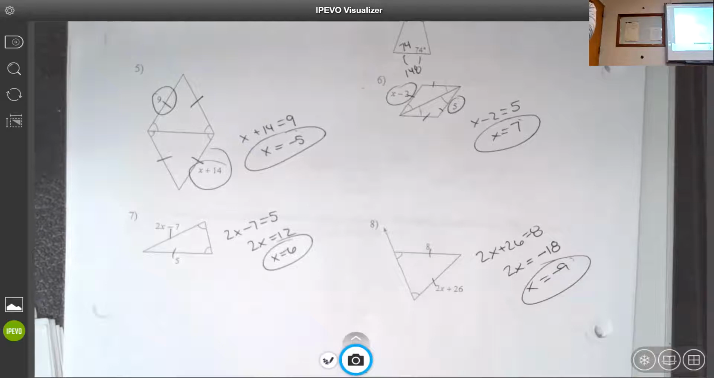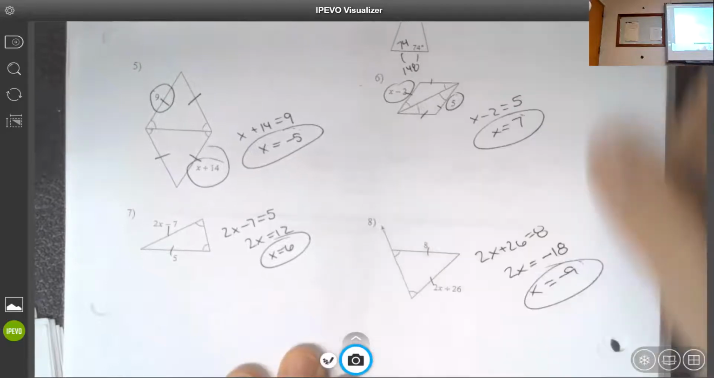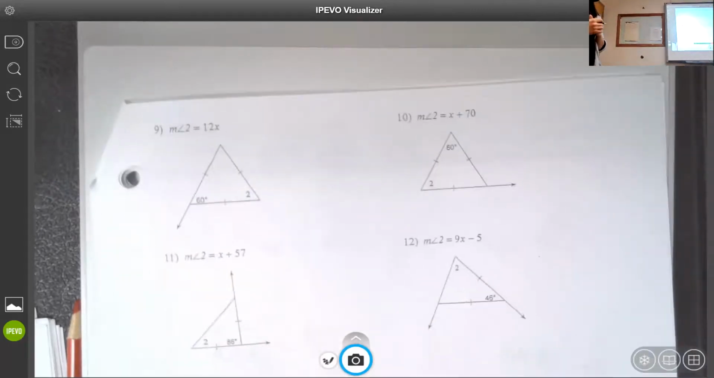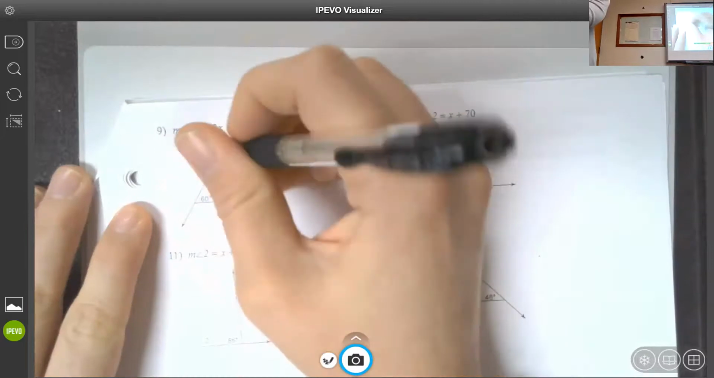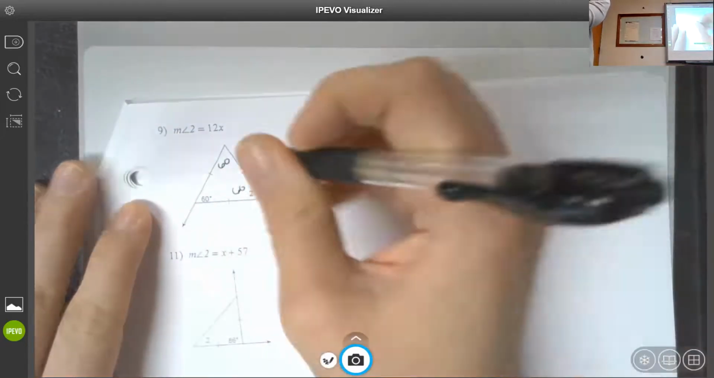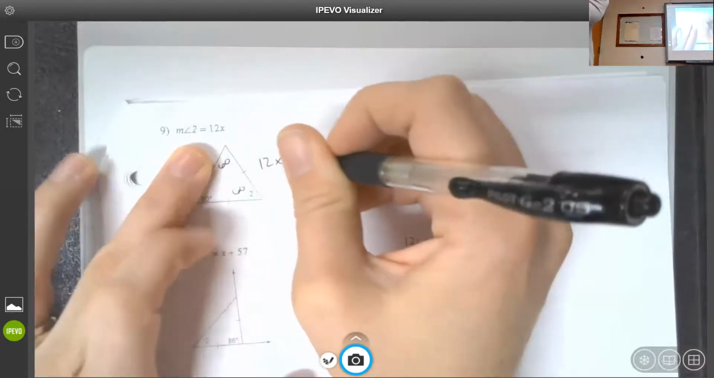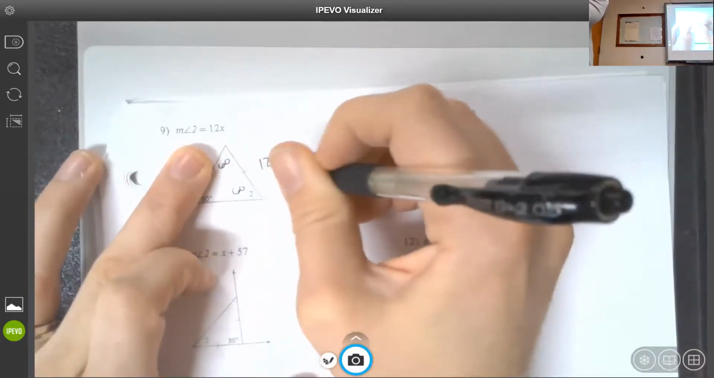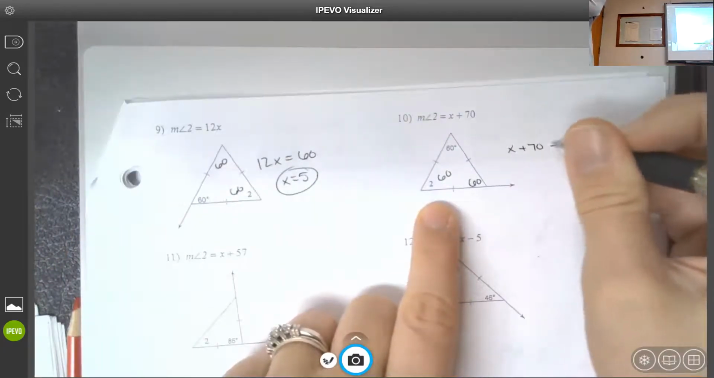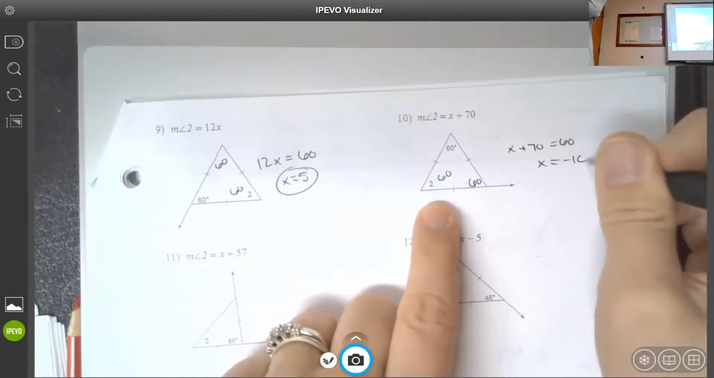Okay, so that's that first page from homework last night. Let's see, back page goes back to the bottom part of that warm-up. So finding the angle, these are both equilateral triangles, these top two. So I know it's 60 all the way around. And so I just need to set my expression equal to 60. So on 9, you should have had x equals 5. And x plus 70 equals 60, x equals -10.